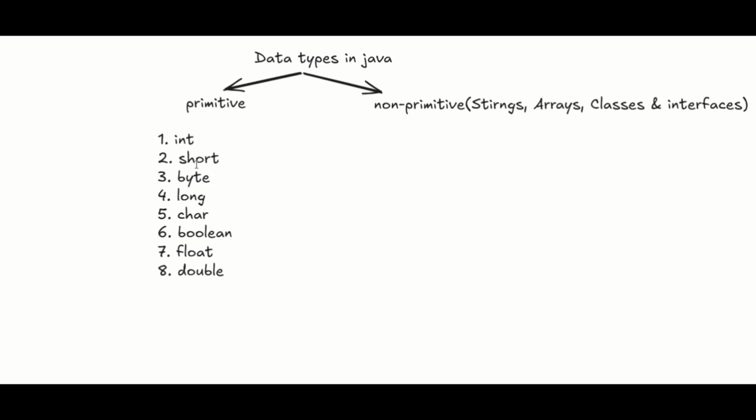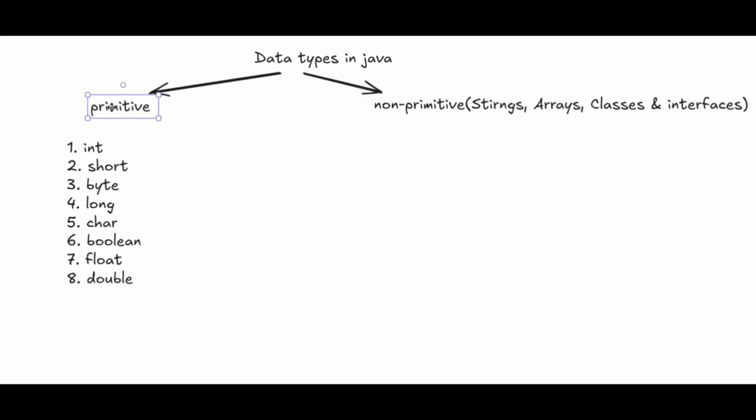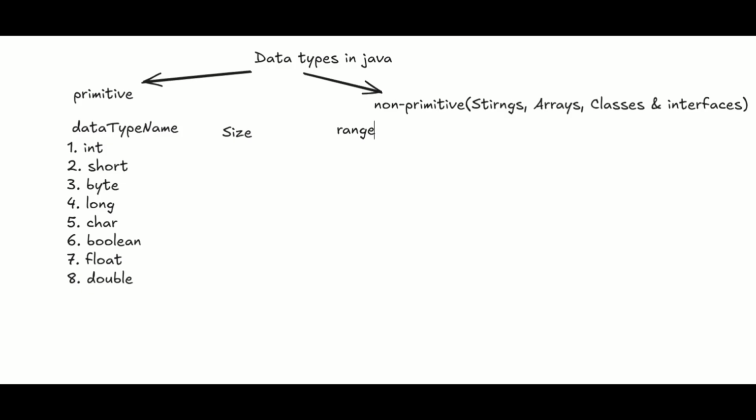Now I'm going to explain about each primitive data type's size and range. Let me just format and make the subheaders. This is the data type name, and size. Here I will mention the size, and here I'm going to mention the range, and I'm going to mention the default values of each data type also.